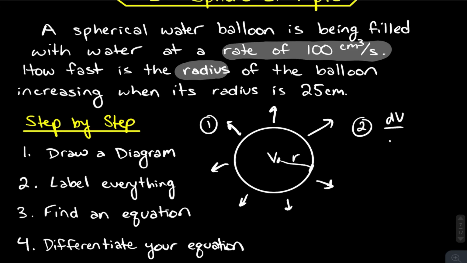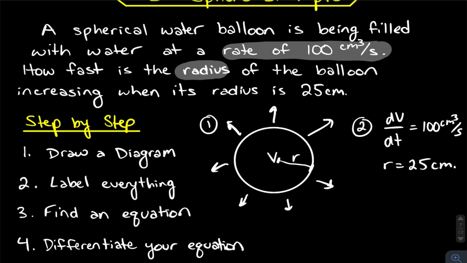We started off, we were given how the volume is changing in time, right? It was the rate at which this balloon is being filled. That is dV/dt. Okay, that's 100 centimeters cubed per second. We want to find how fast the radius of the balloon is increasing when the radius is 25 centimeters. So we can write that down too, right? We'll write down that the radius in question, you can write it down as like R_F or whatever you want, but that's going to be important to note for later.